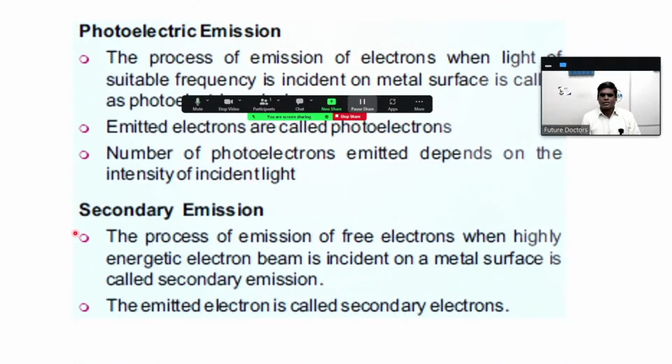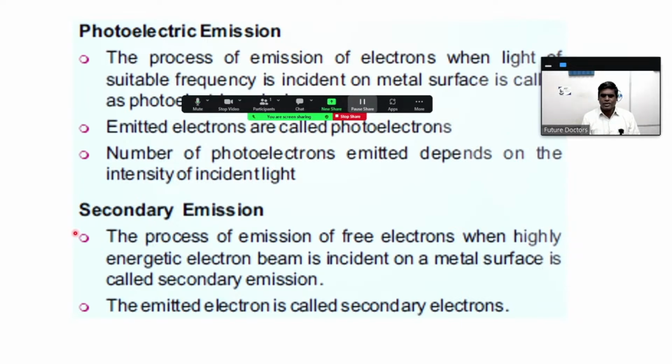Photoelectric emission: the process of emission of electrons when light of suitable frequency is incident on a metal surface is called photoelectric emission. This phenomenon is called photoelectricity, and the emitted electrons are called photoelectrons. The number of photoelectrons emitted depends on the intensity of incident light.